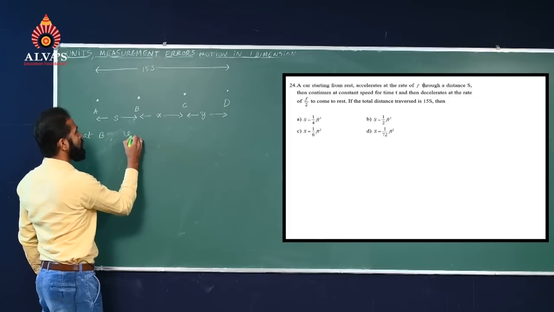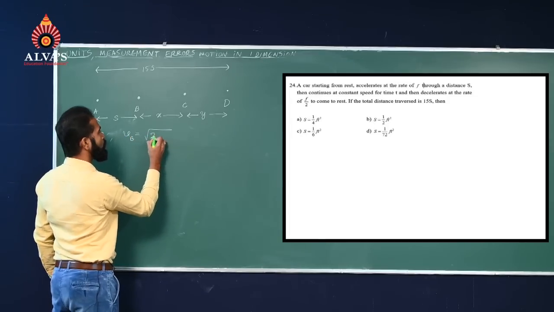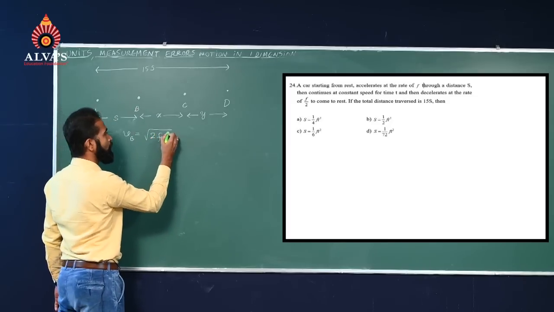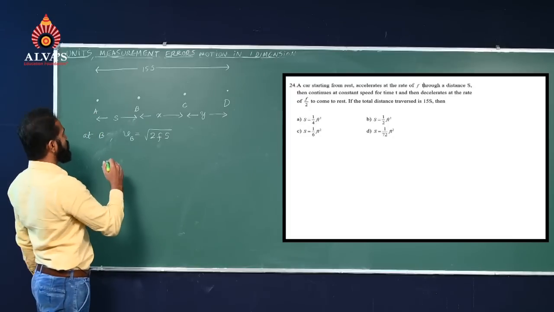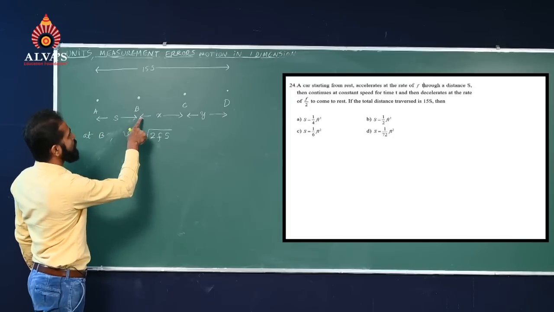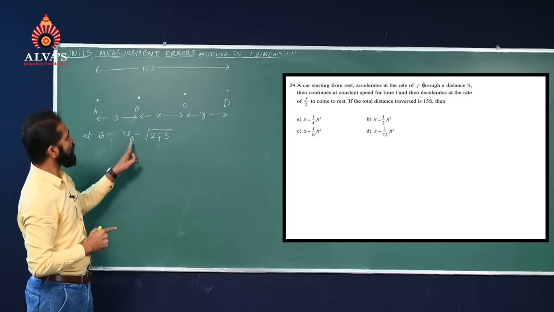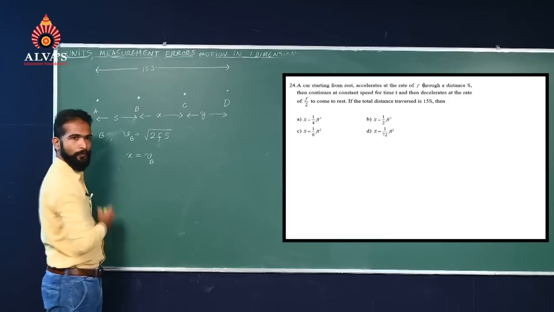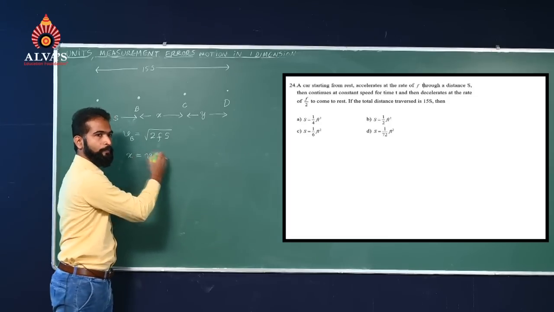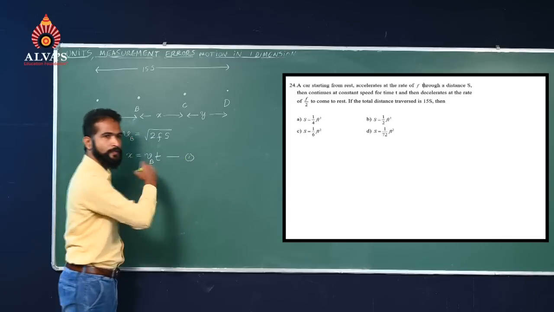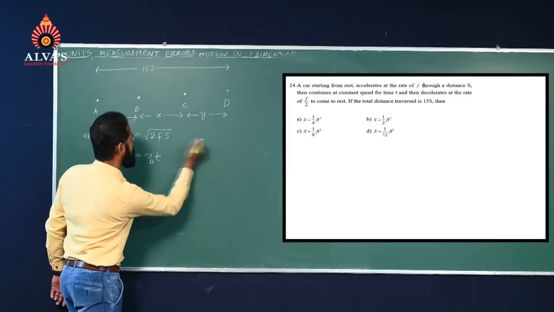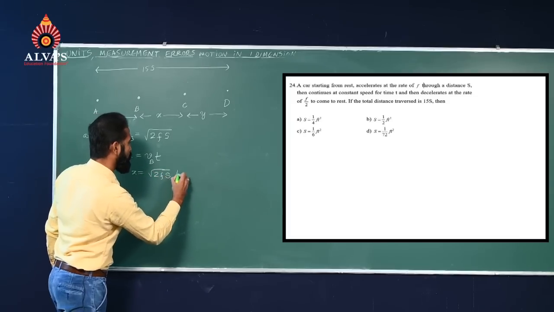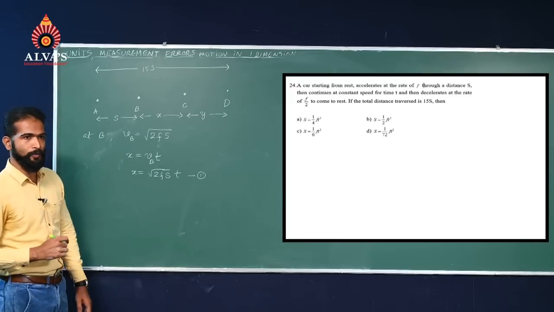At B, velocity at B will be root of 2a into s. Here a stands for acceleration, and the acceleration from A to B is given as f, so root of 2f into s. The body moves from B to C with a velocity vb, so distance x can be written as velocity vb into time t. Let me substitute for velocity. So x is nothing but root of 2f into s into time t. Let me take it as equation number 1.